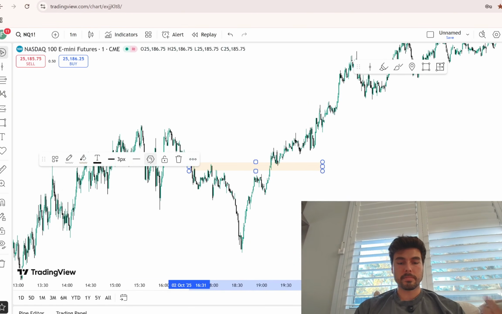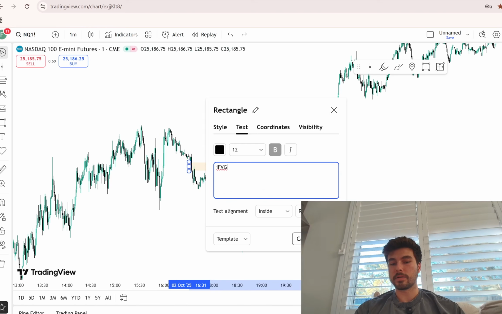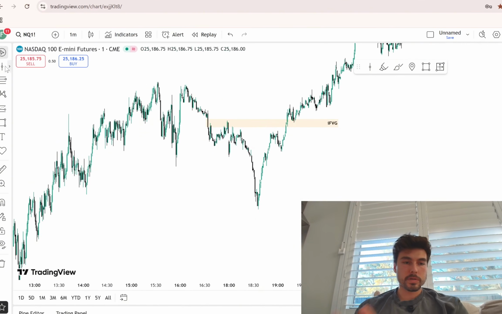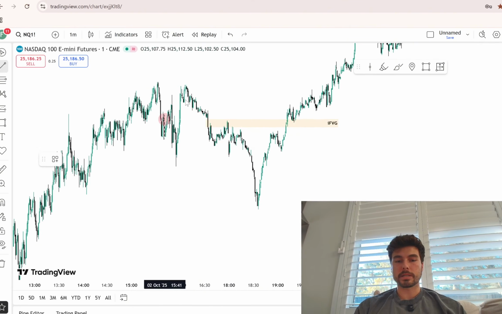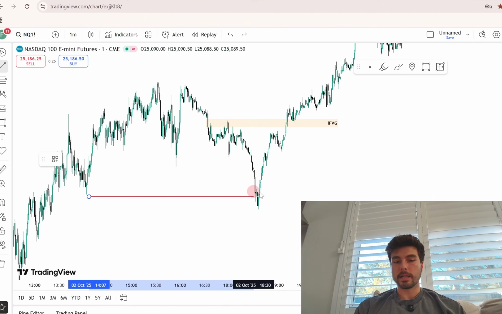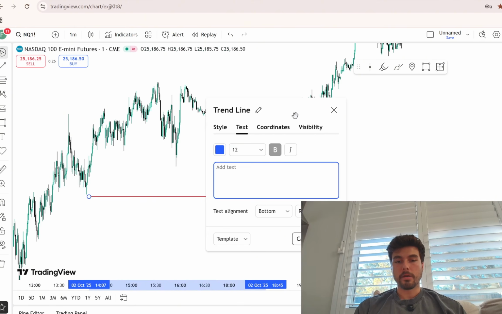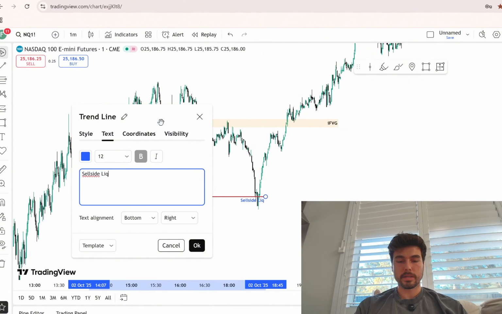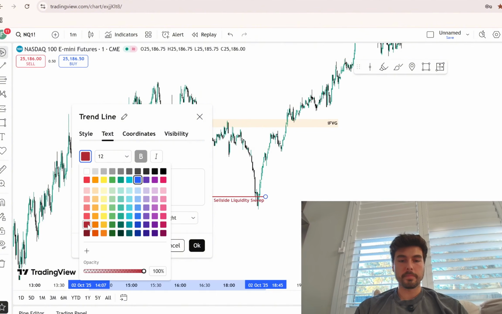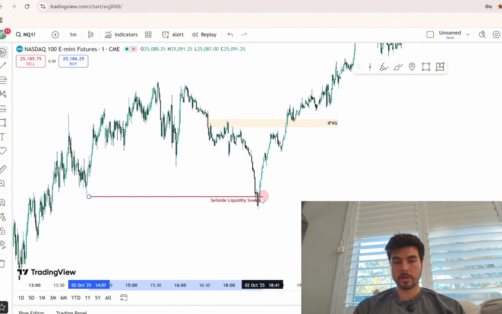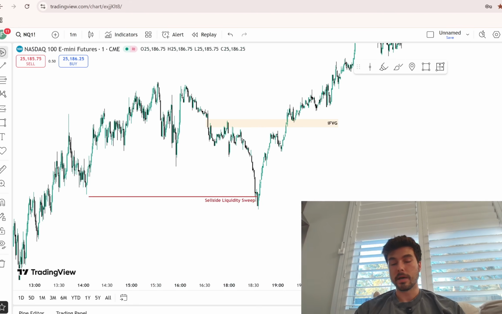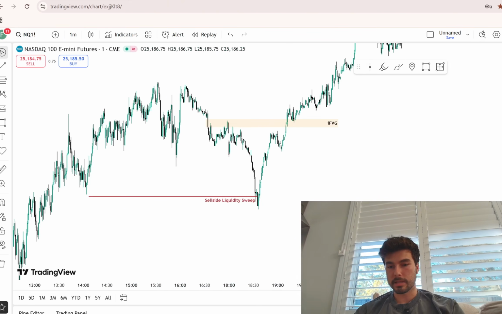The first step, obviously, mark out all the PD arrays. In this case, I used an inverse fair value gap, but you want to also talk about other things. So here we saw price come down. We saw price sweep a level of sell side. And again, mark these things out. So mark out sell side liquidity sweep. You've got to put in the time. You've got to put in the work. If you're not willing to do this, guys, it's going to be very hard to stay disciplined if you can't even journal your trades properly. So keep this in mind.